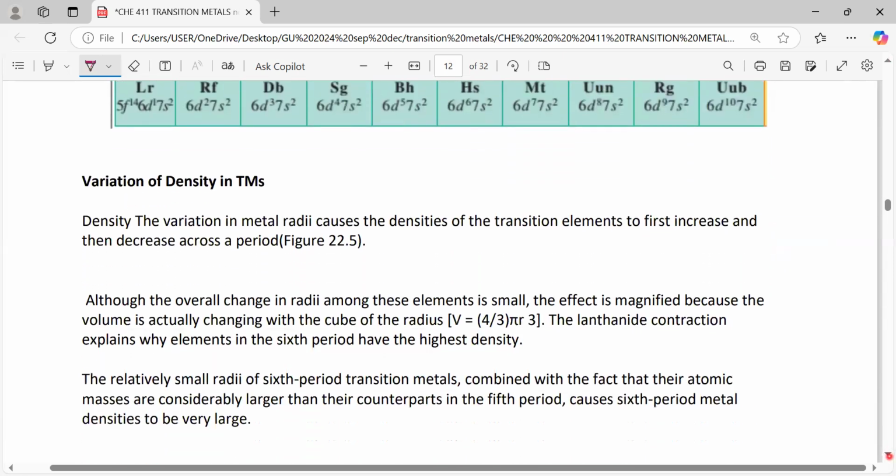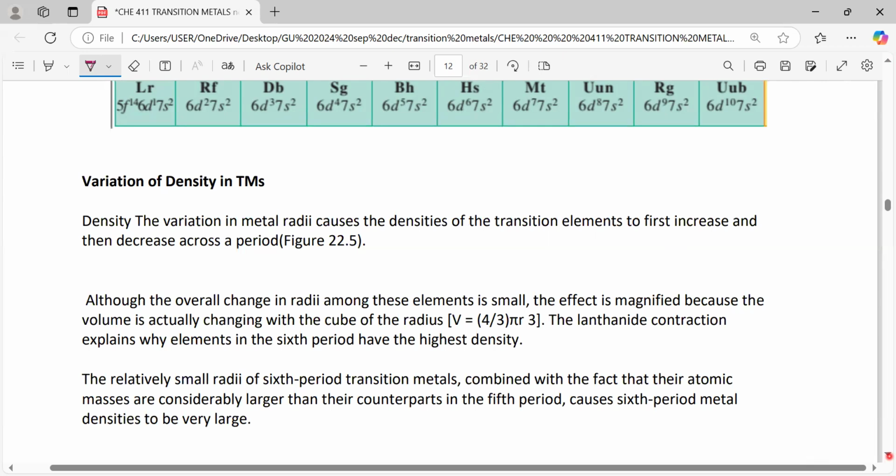So let's see the variation in the density of transition metals. Density varies with radius. So when radius decreases, density increases, means you are packing many things in one space, in a little space. So the variation in metal radius causes density of transition metals to increase and then decrease across period. Although the overall change in radius among these elements is small, the effect is magnified because the volume is actually changing with the cube of the radius.